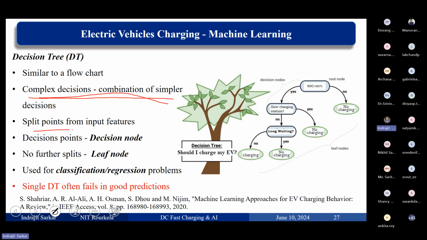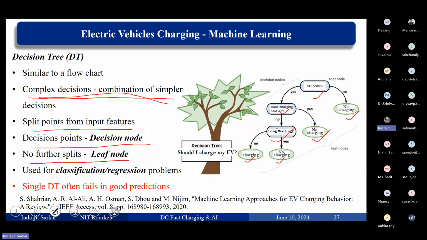The split points from the input features, the decision points, are decision nodes. When there is no further split, it is a leaf node. That is why it is green in color, with no split points. And these are decision nodes.